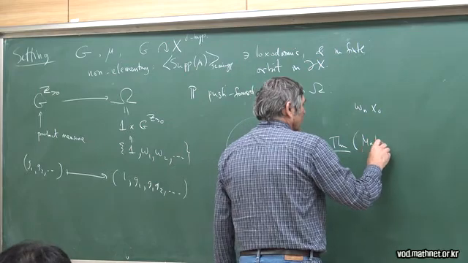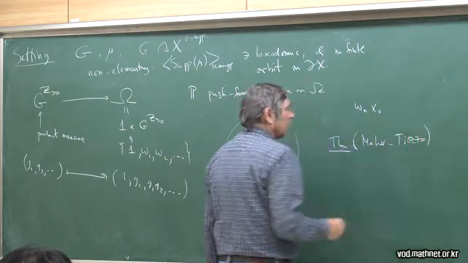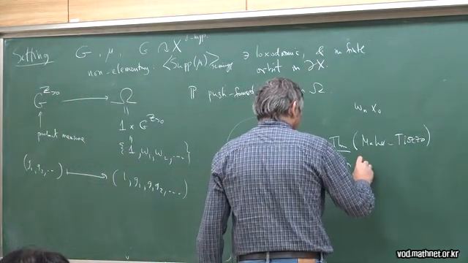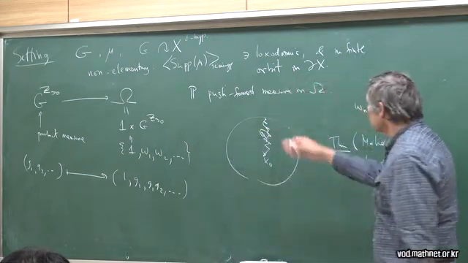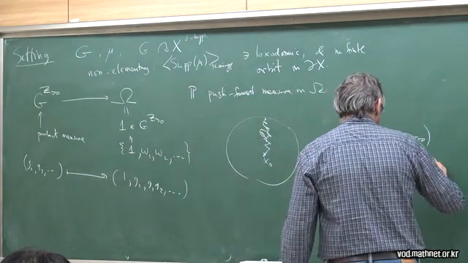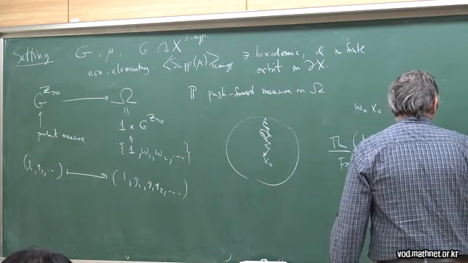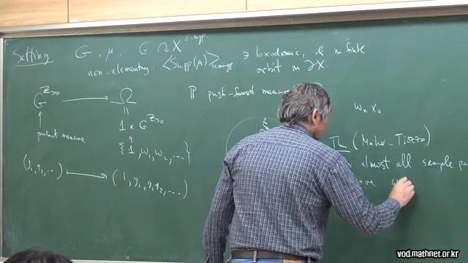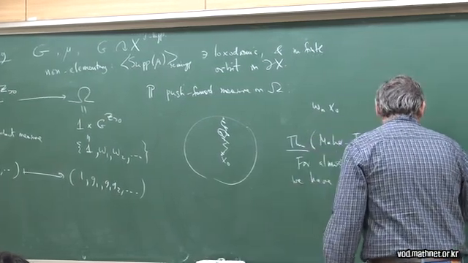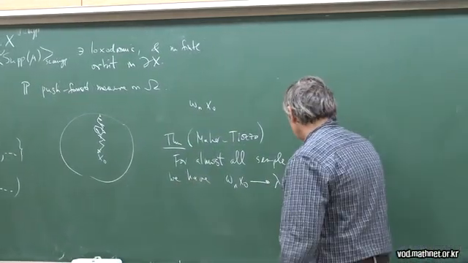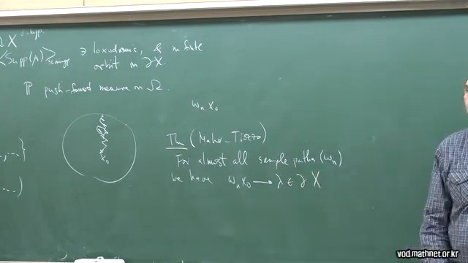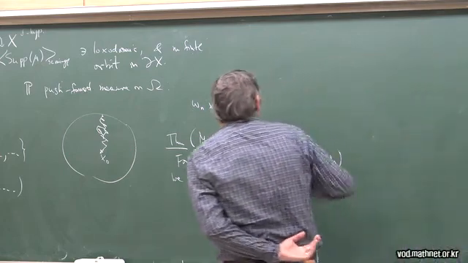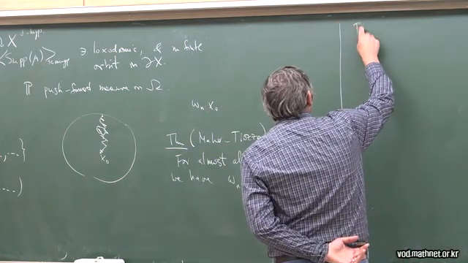So this is due to Maher and Tiozzo. Under these assumptions of non-elementary, for almost all sample paths, where the exceptional set has measure 0, we have that omega n x0 converges to some point lambda in the boundary. Of course, different paths will converge to different points in the boundary, but almost all of them converge. Okay, and today I'd like to talk about the drift.